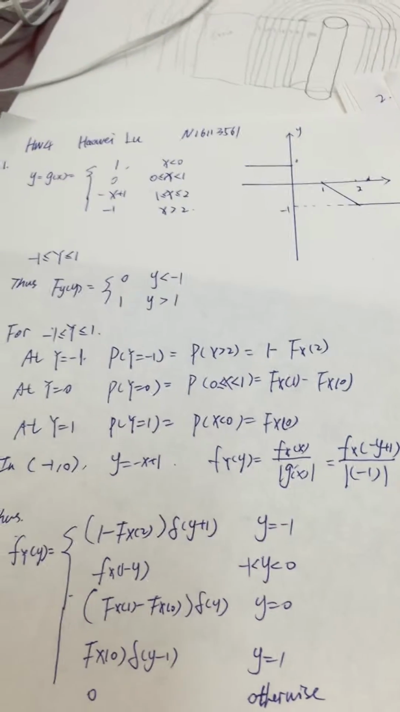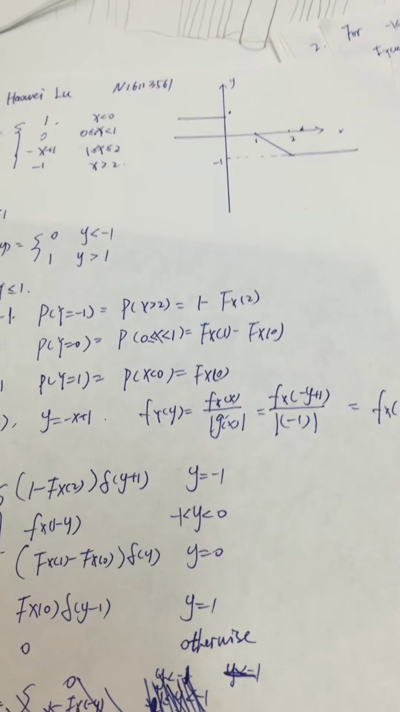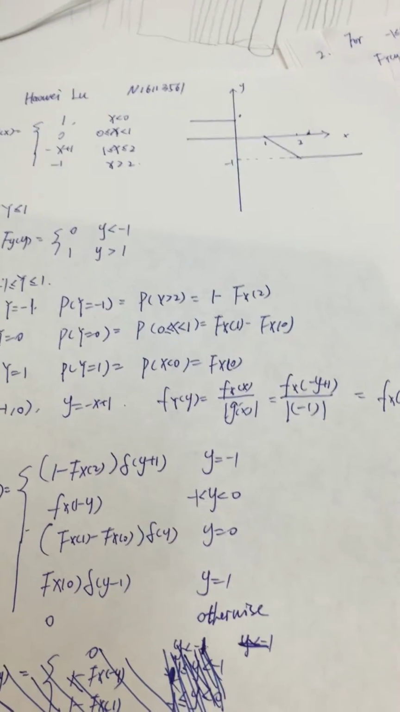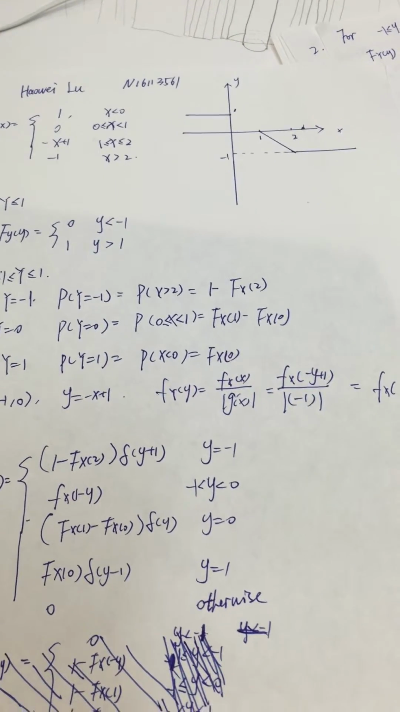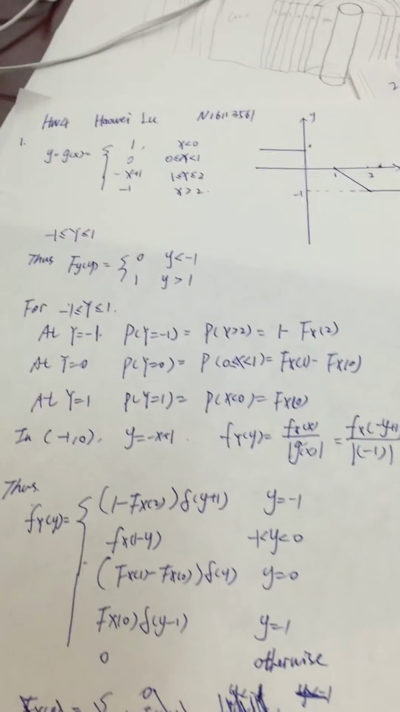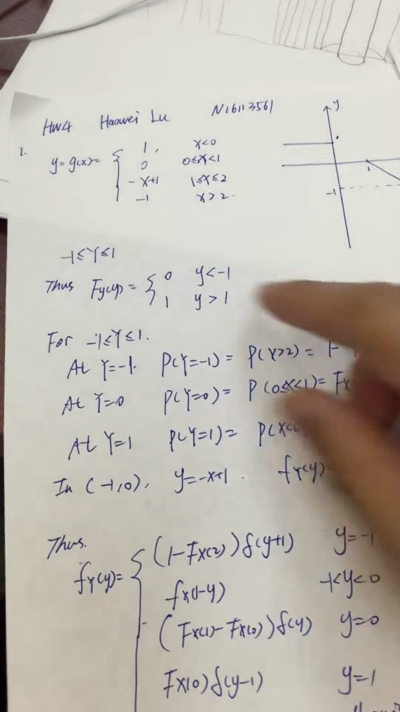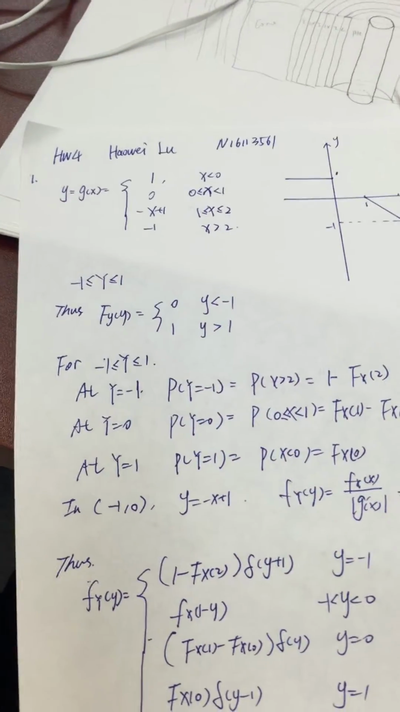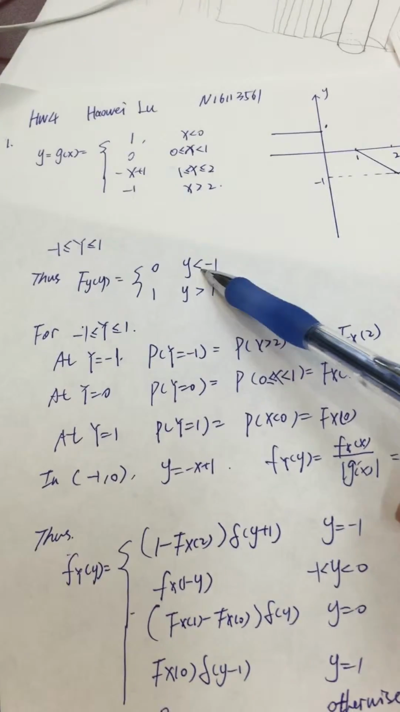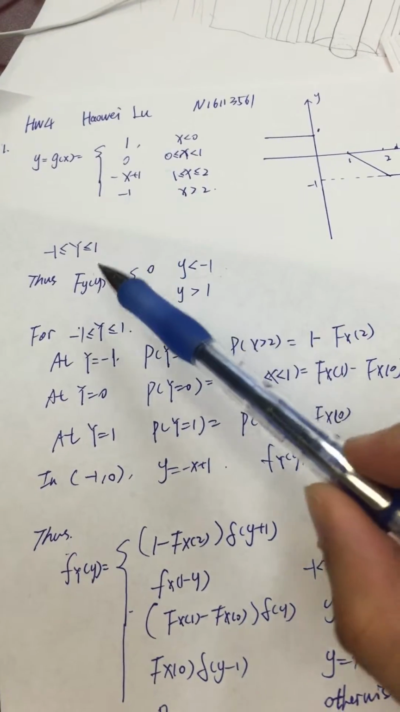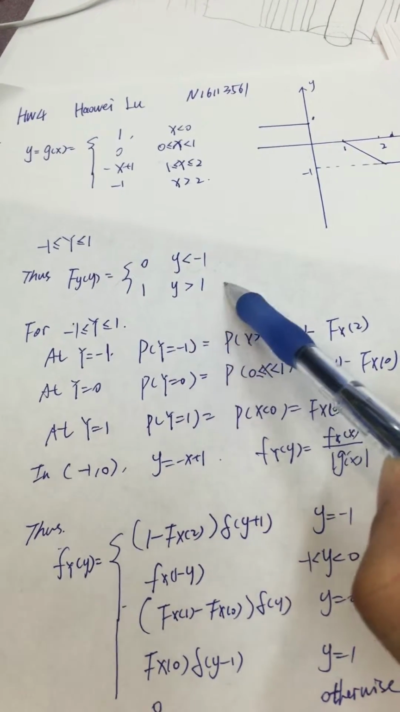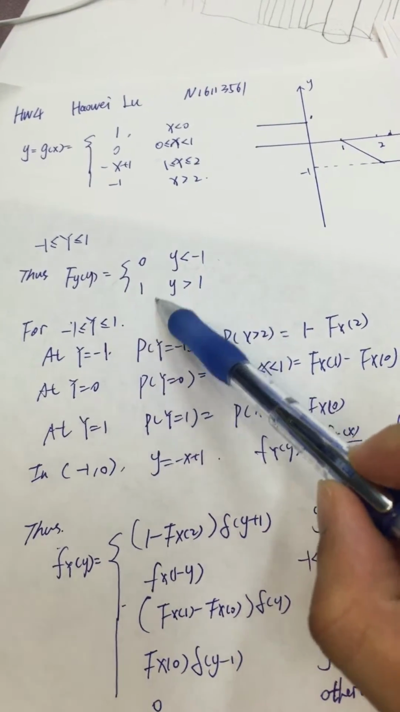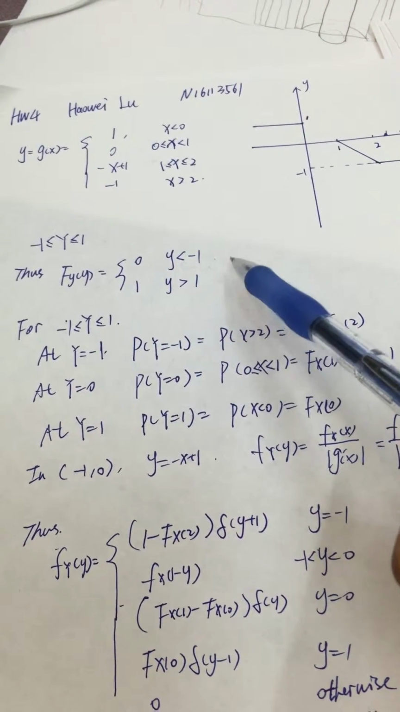So the first problem: we are given y equal to g(x), and we need to find the distribution function and density function of y in terms of x. First we can state that when y is smaller than -1, the distribution function is equal to 0, and when y is greater than 1, the distribution function is equal to 1. This is according to the properties of the distribution function.